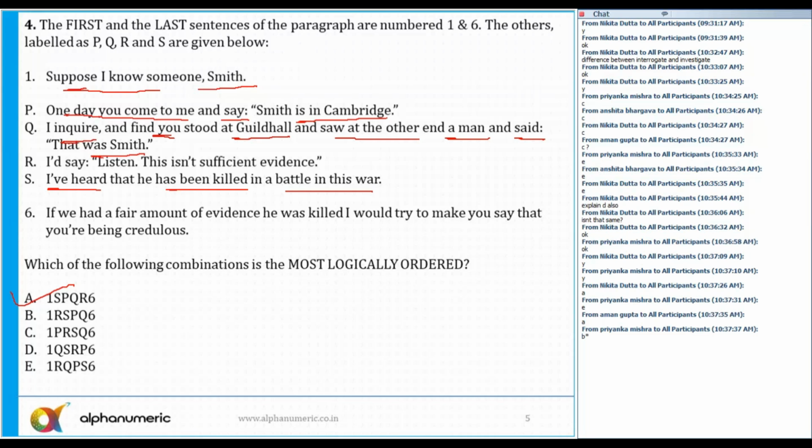Okay. What would my response be? I would say, listen, this is not sufficient evidence because you have not seen that person from up close. Yeah, it is not sufficient evidence. So if we had a fair amount of evidence he was killed, I would try to make you say that you are being credulous. That means even though I don't have any evidence that he is killed, if I had evidence that he was killed, I would say that you are being credulous. Being credulous means you believe everything that you see. That is why the answer for this question should be A. Did you understand?